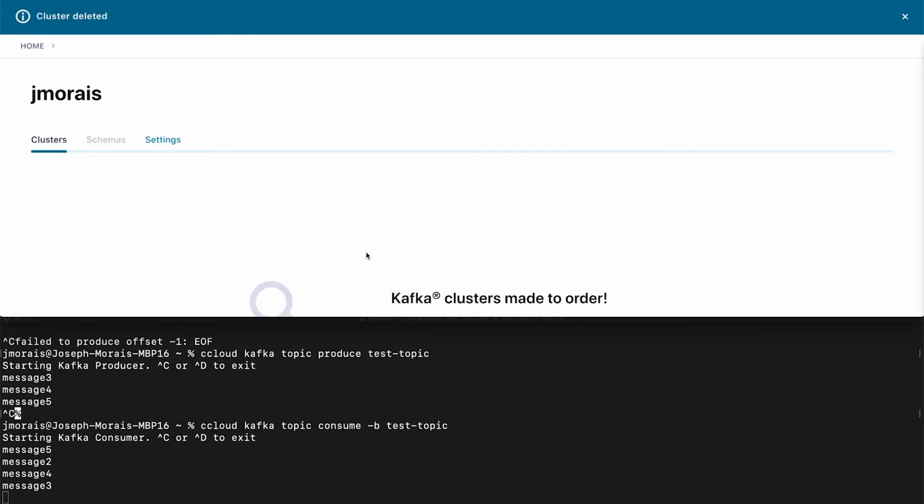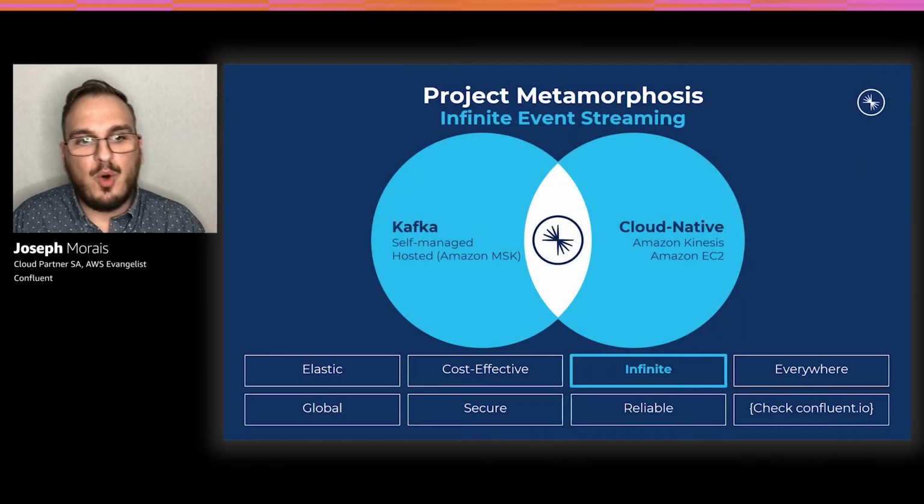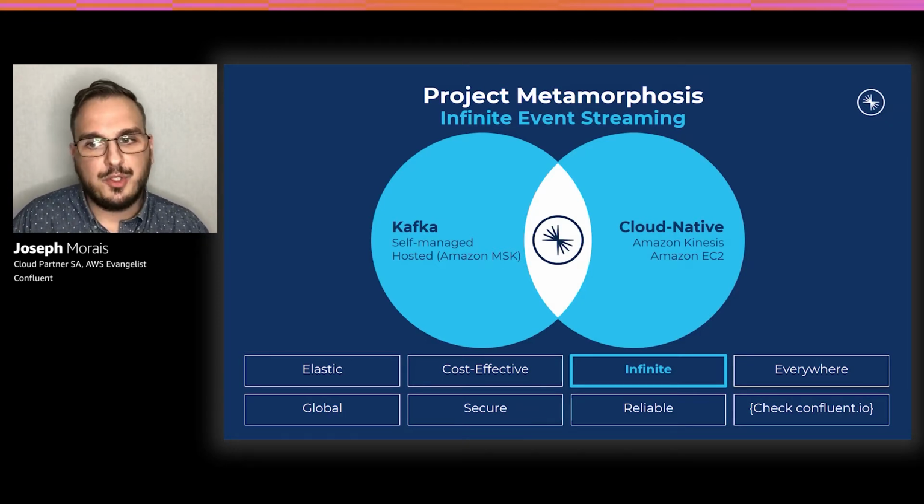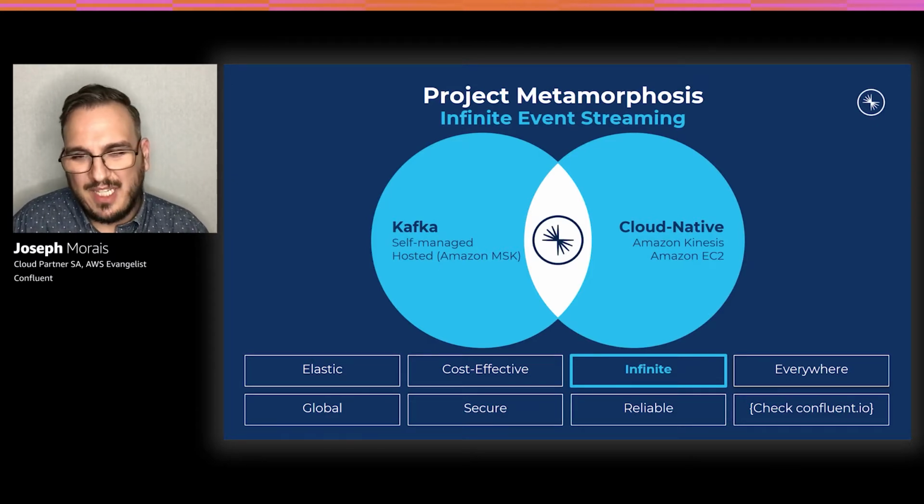Voila, instant on cluster. We have made a multitude of announcements since our last session at re:Invent 2019. But I want to call out some of the most recent features we added to Confluent Cloud to make Kafka even easier. We saw a version of this slide earlier, but now let's focus on the infinite pillar.